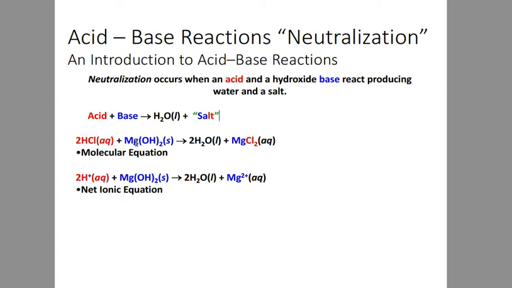2HCl aqueous plus Mg(OH)2 solid yields 2 waters and magnesium chloride. This would be the molecular equation. We could go through and do our complete ionic and net ionic equation. We know that 2 of the H pluses from the HCl plus the magnesium hydroxide, we have to write the whole thing out because it's a solid. The only time we can get rid of spectator ions is if they're actually ions. This is a solid, it's not an ion, so the whole thing has to go in there. Yields 2 H2Os and magnesium cation.